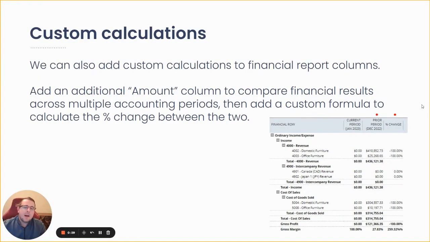As I just said, we can also add columns to our reports as well. So we'll take a look at an example where we can add a comparative period to our income statement and then a third column to look at the percentage change between the two accounting periods. Let's jump into NetSuite and see how we do this.